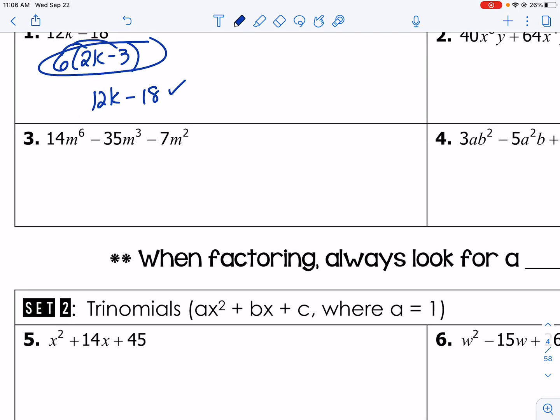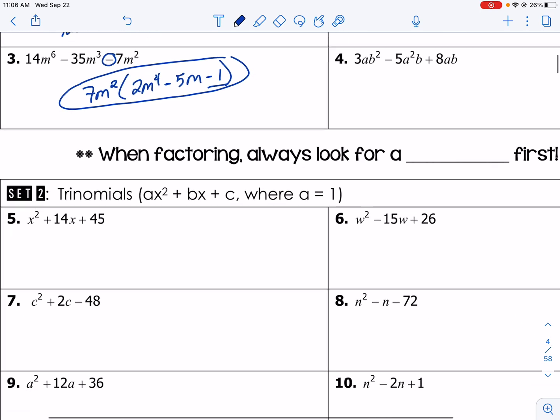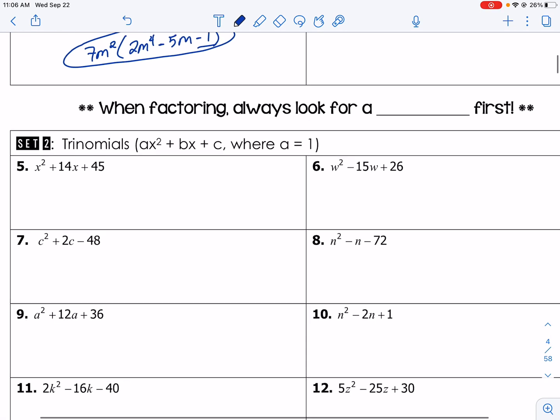Now you pause the video, try number 3 on your own, go ahead. GCF should have been 7m squared. You're left with 2m to the 4th minus 5m minus 1. Don't forget this minus 1. You need 3 terms when you multiply it back in, and it needs to be negative. Okay, that's always our first step. Second step is, when factoring, always look for a GCF.